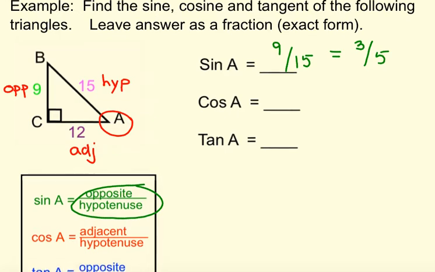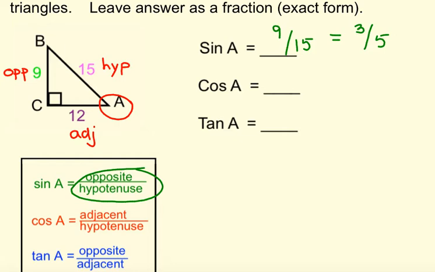So to find the cosine of this, it's CAH, adjacent over the hypotenuse. So adjacent is 12, and the hypotenuse is 15. We reduce that down to its lowest form, so we're going to reduce by 3. So we're left with 4/5.